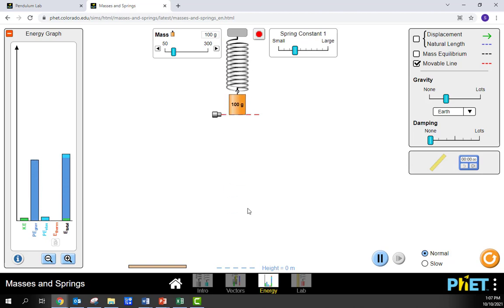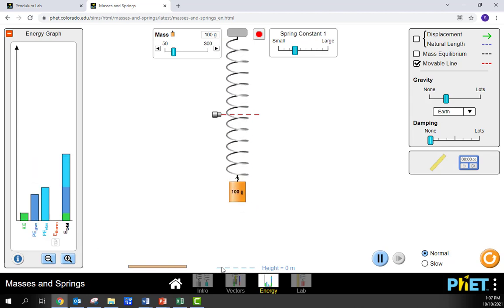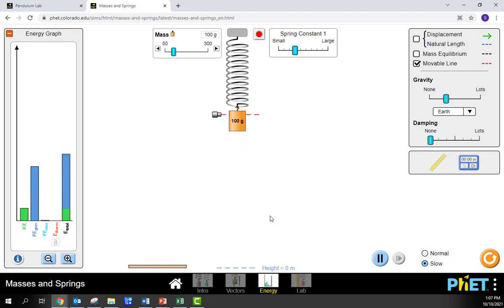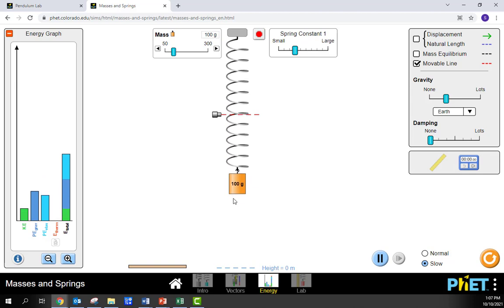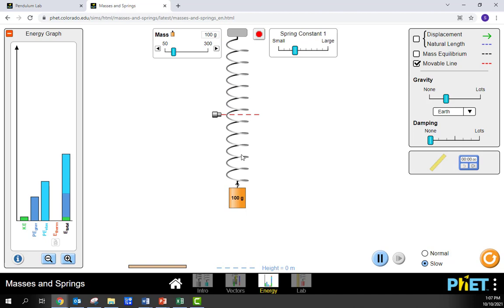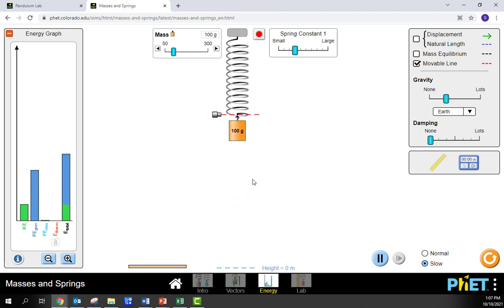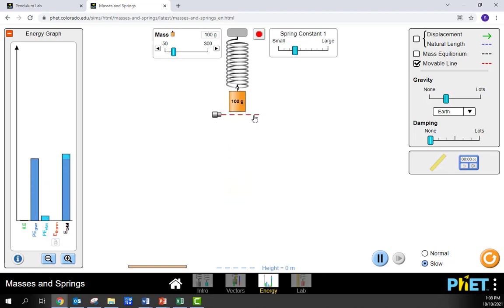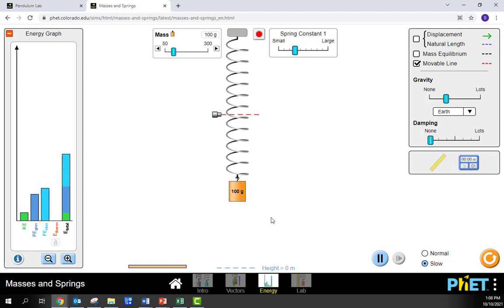Okay. We see that we always have gravitational potential energy because we never get all the way down to the height equals 0 mark. If I slow it down, you can see that kinetic energy goes to 0 at either endpoint. Again, this is because it has to stop momentarily in order to change direction. And elastic potential energy changes, but it goes to 0 again at this line that we put in where the spring was unstretched.